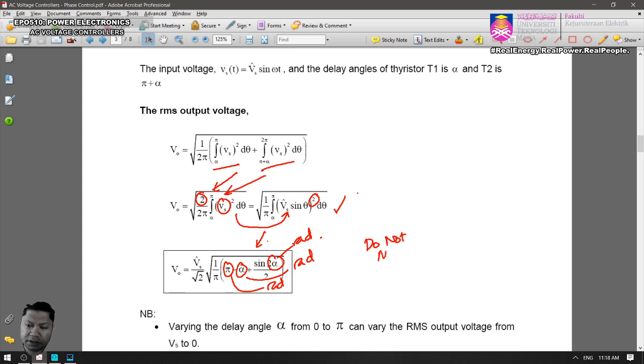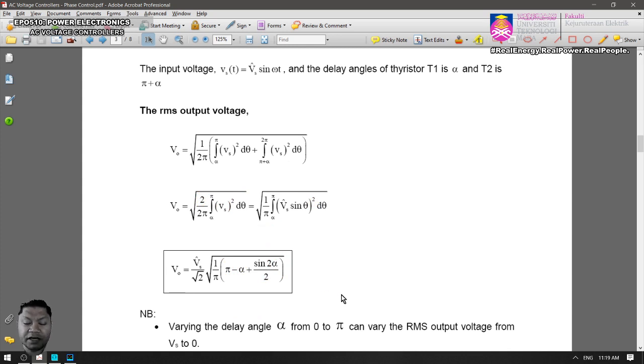Do not mix between degree and radian. Okay, some of you may use 180 degrees here, and then you have alpha of 45 degrees, for example. Is it? So this is wrong. It should be in radian. Okay, everything should be in radian.